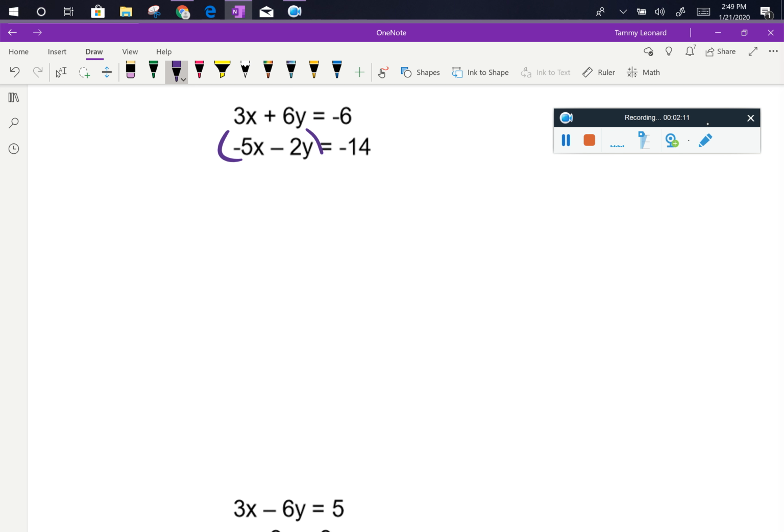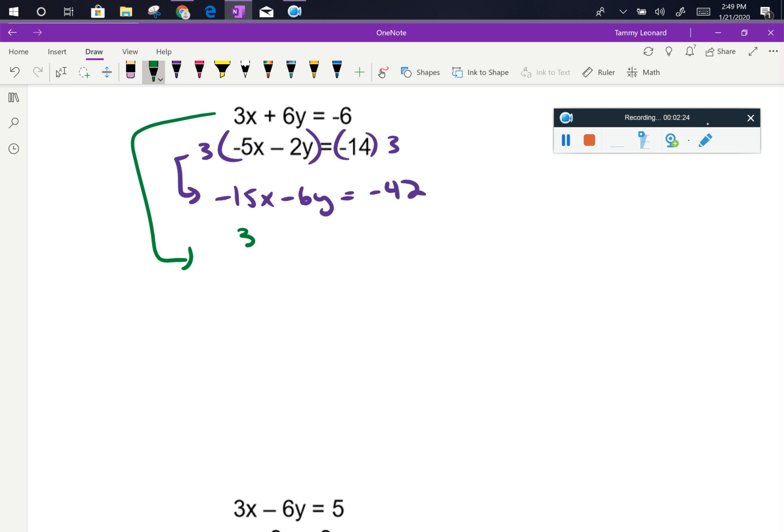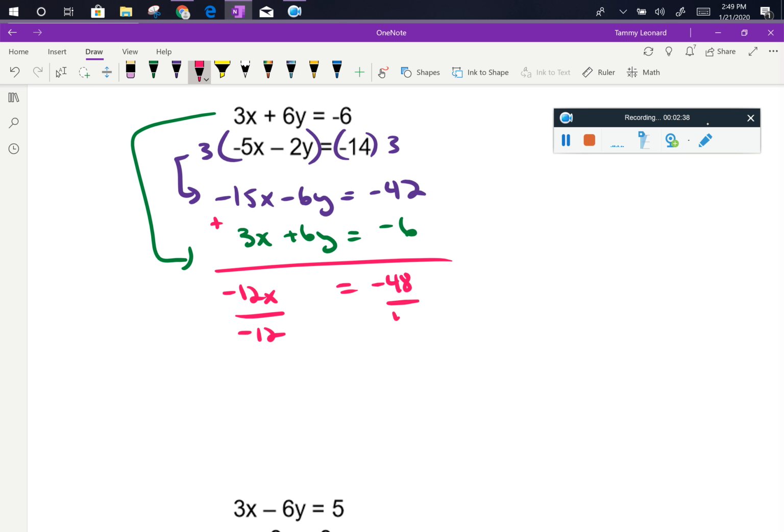So if we multiply the bottom equation by 3, it becomes -15x minus 6y is equal to -42. And bringing the top equation down, we can see that we have the opposite match on the y's. So when we add those two equations together, we have -12x equals -48. And if we divide both sides by -12, we have x is equal to +4.